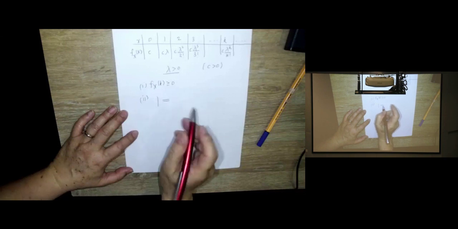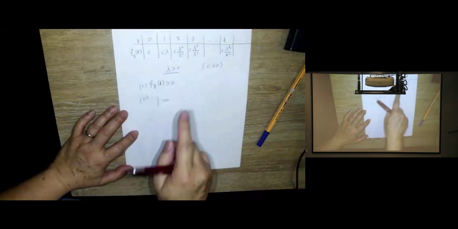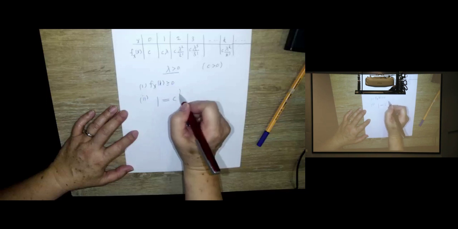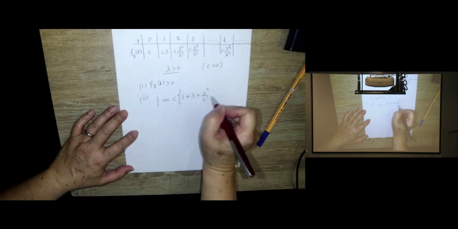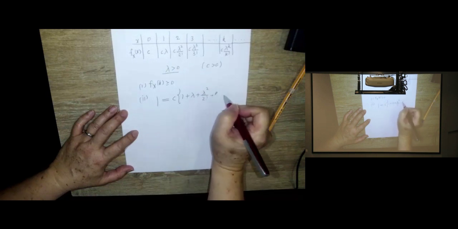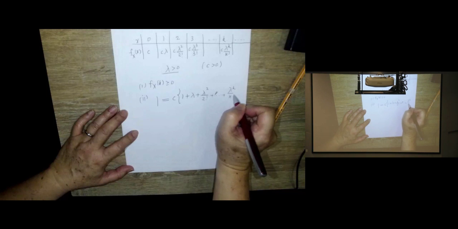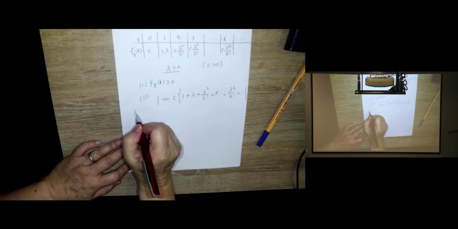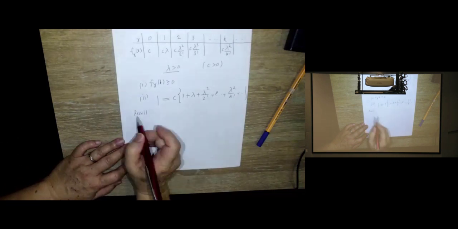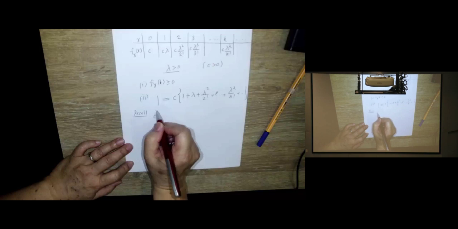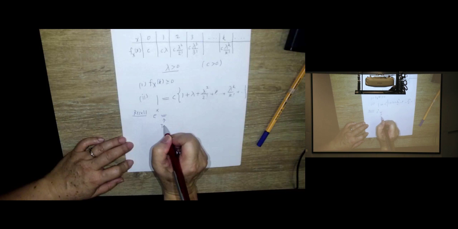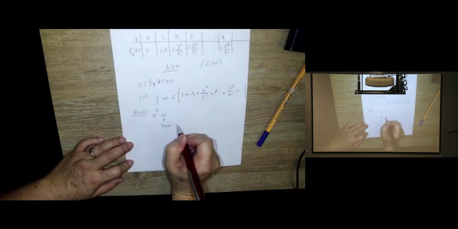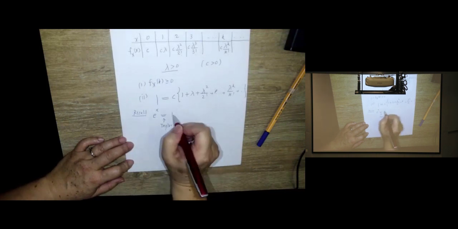And then the second condition is I wanted to determine my C. So I have C times 1 plus lambda squared over 2 factorial, and so on, lambda to the k over k factorial. Okay, so here I need you to recall one mathematical fact. This is what we call the Taylor expansion of the exponential function. So this is a Taylor series.